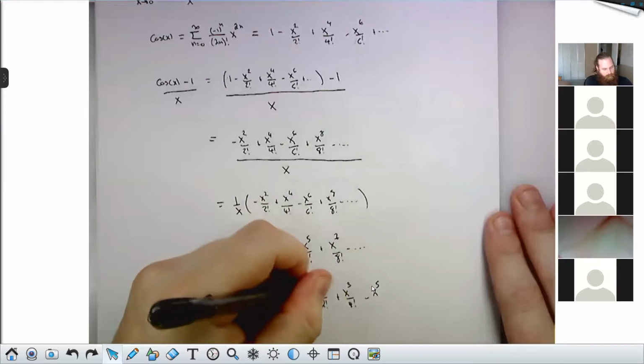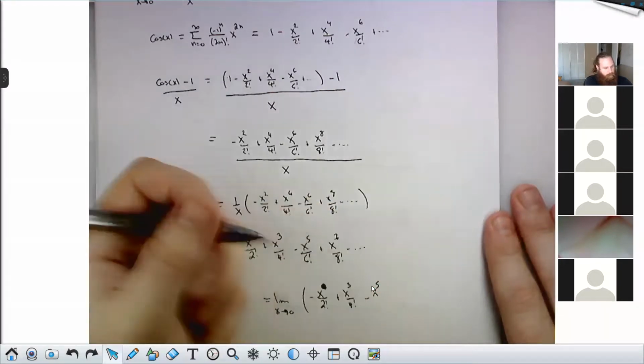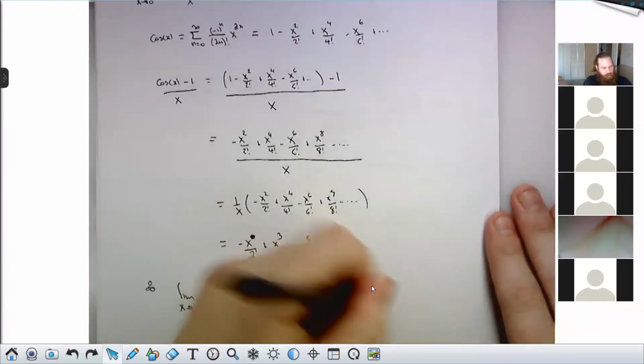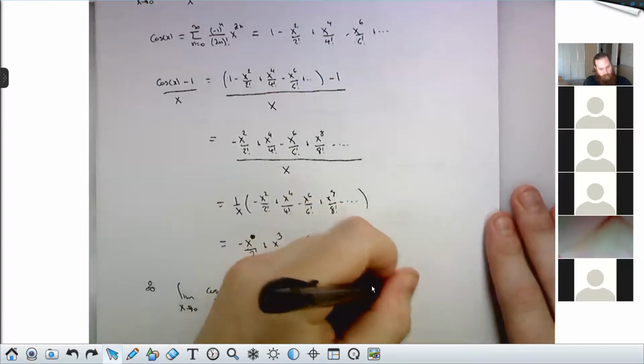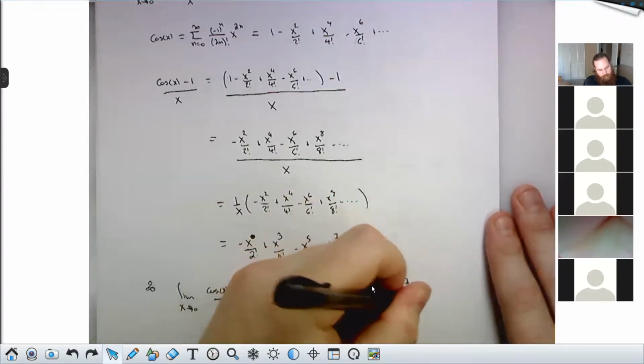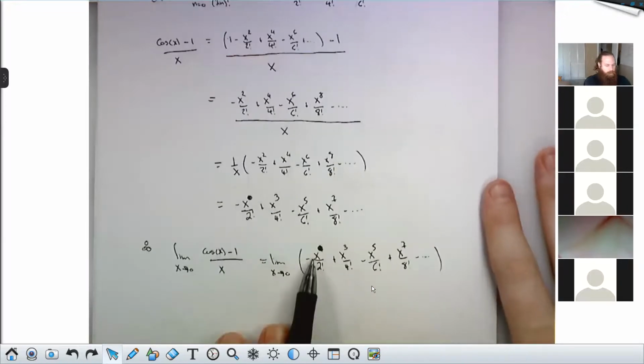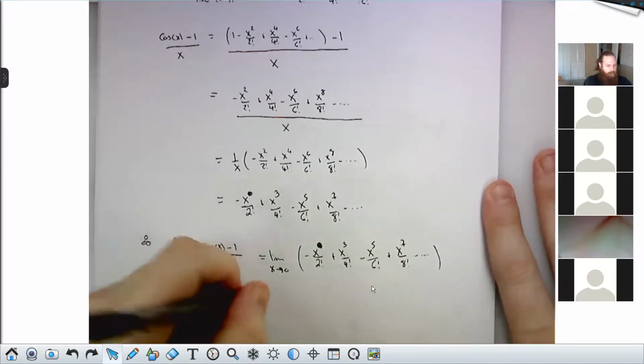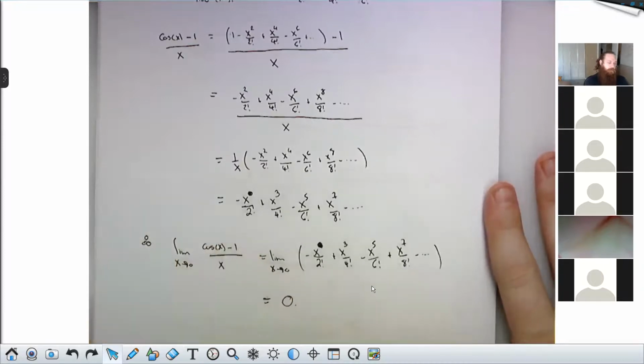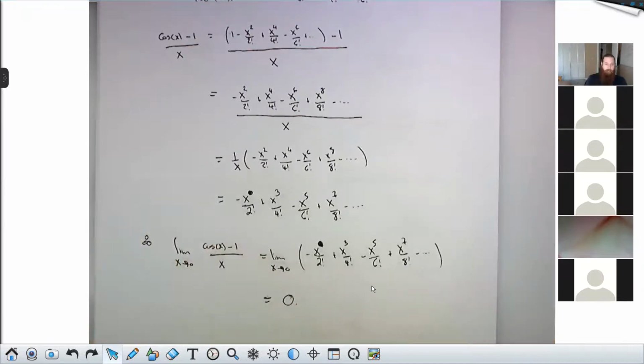Sorry, not x squared, just have it negative x over 6 factorial, so x to the 7 over 8 factorial, and so on. And if you send x to 0 in this expression, since every single term has an x, you get 0. You can also get the sine x over x limit that you remember from Calc 1 in this manner.